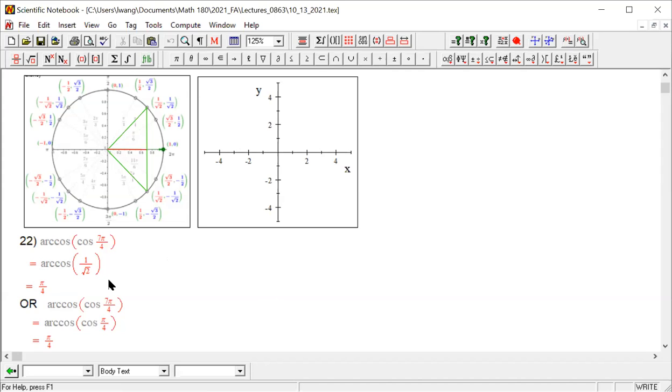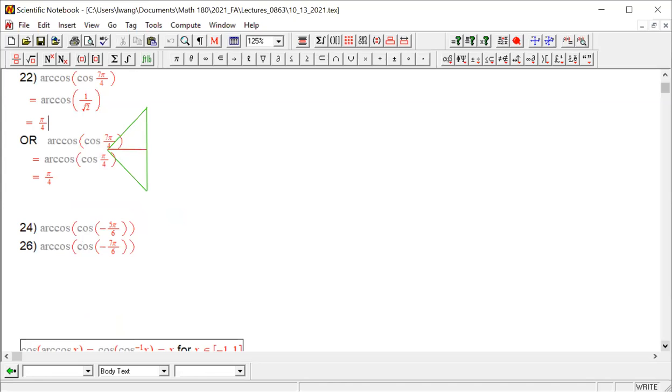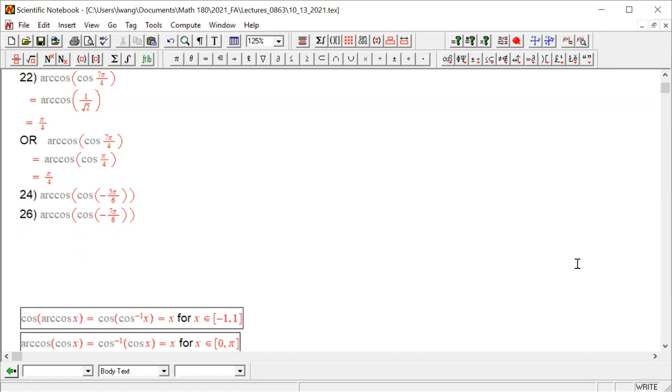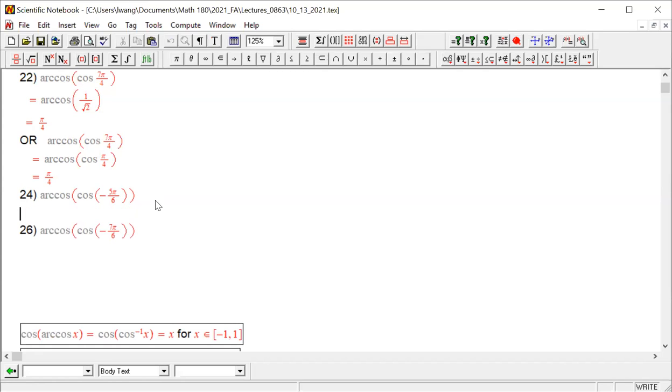So knowing that reference angle, do you see that it is so important? There may well be other ways to do it. Okay. So let's go over the other two. And for this one, I would just use the even function. So cosine of negative 5 pi over 6 is cosine 5 pi over 6. You don't need more explanation.